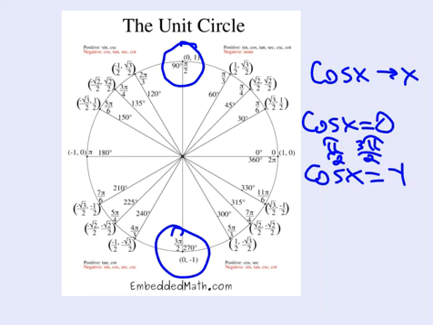Then I've got a cosine x at negative 1. So, or that is negative 1. The only place that happens is at pi. So we have 3 answers that we have to check. We have a pi over 2, we have a 3 pi over 2, and we have a cosine at pi. Okay, so let's go back to our problem.